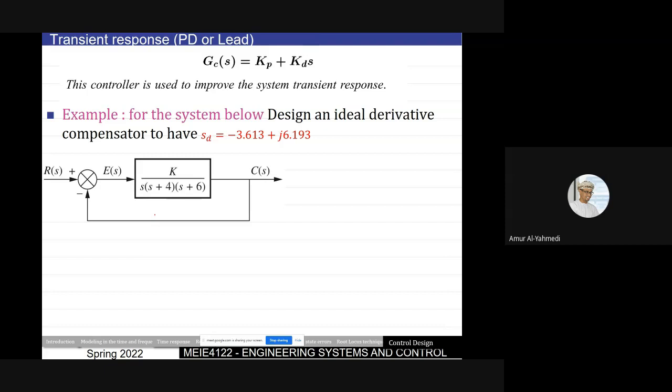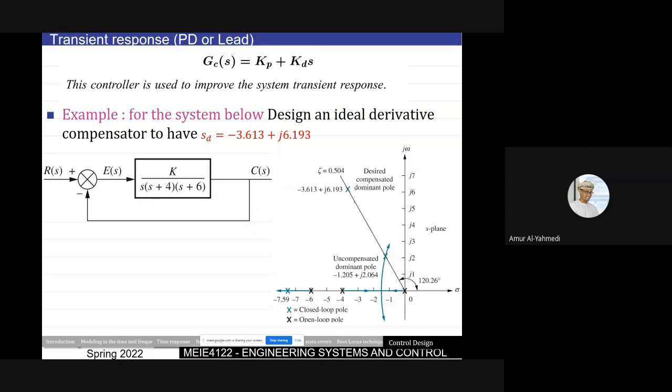But how to do it by hand? Let's say this is my plant. There I was just trying, putting it at -2, -3, -4, and I see what happens. But let's now design it. Let's say I want to be here. Okay, I want to be there.